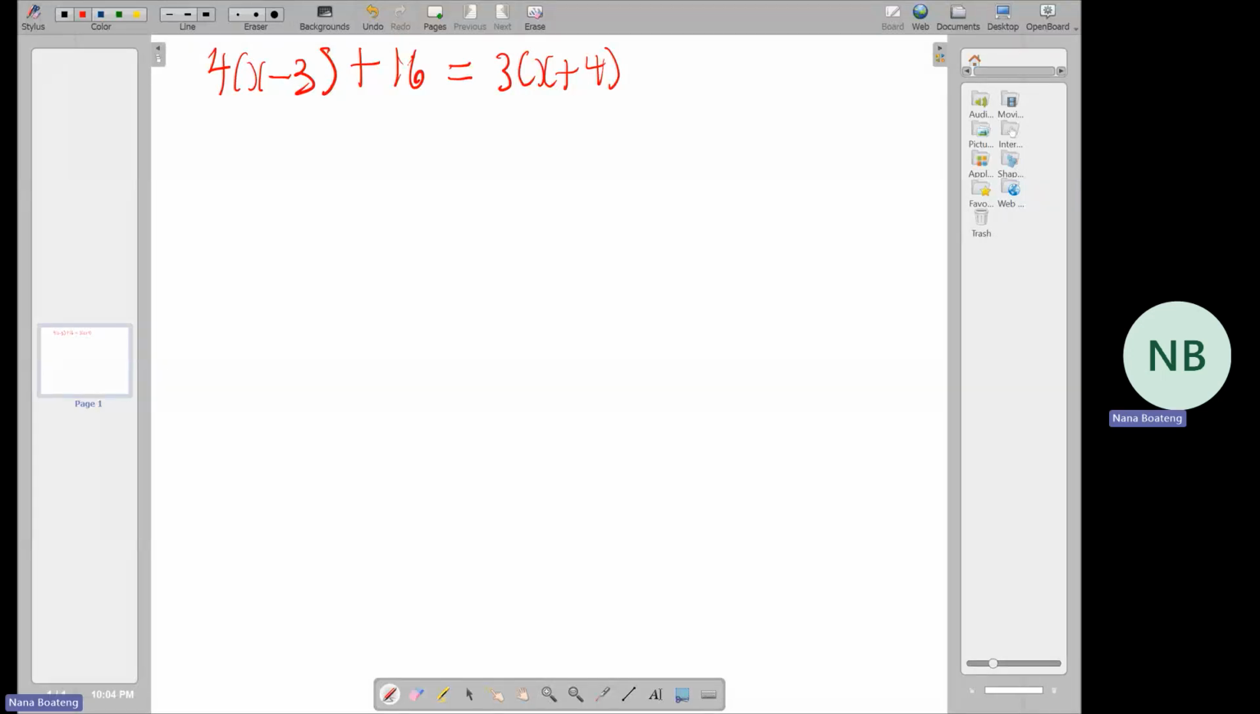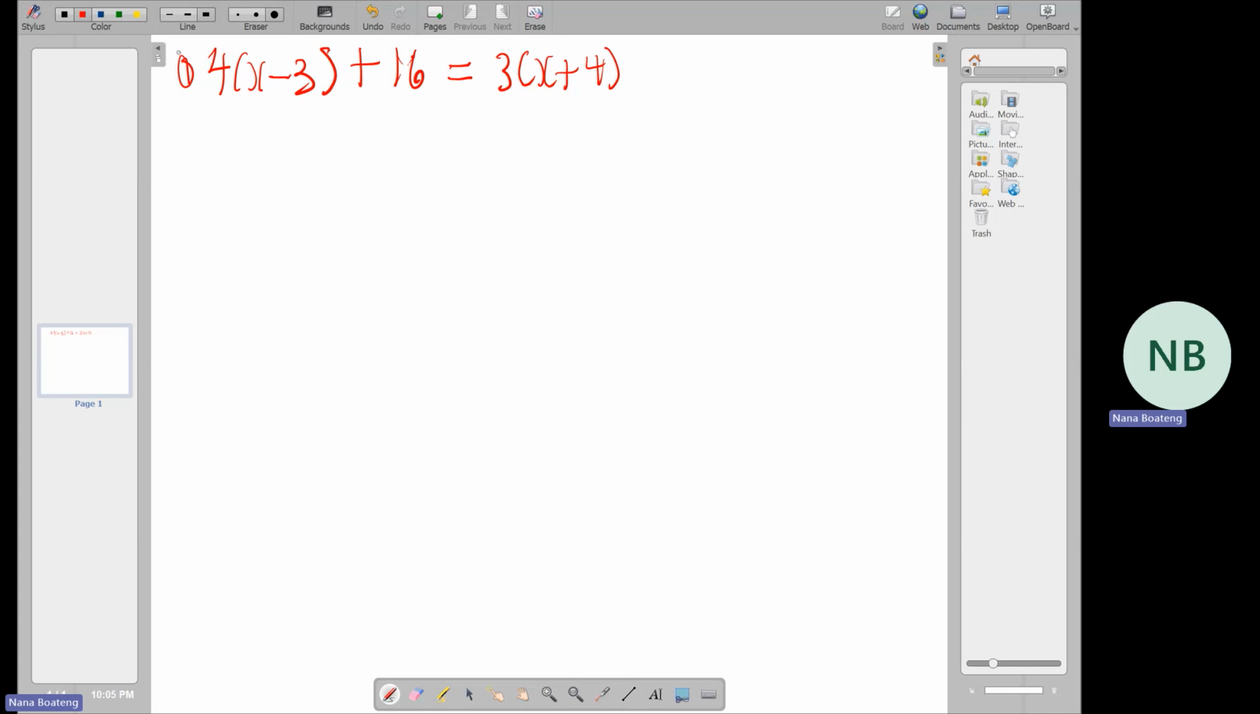This is section 1.2, linear equations and rational equations. My goal is to walk you through a few examples so that you'll have less difficulty when you see such problems on the homework. These problems have been selected from the Pearson homework.